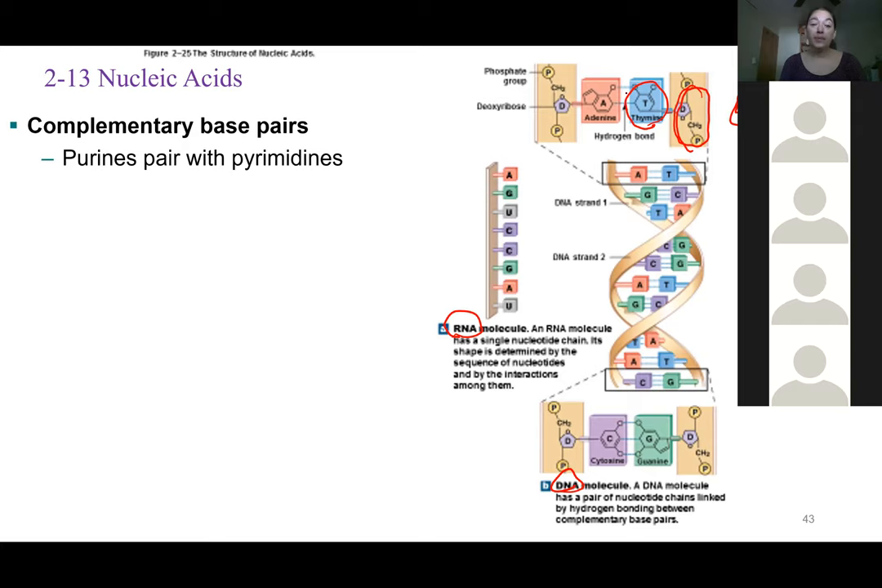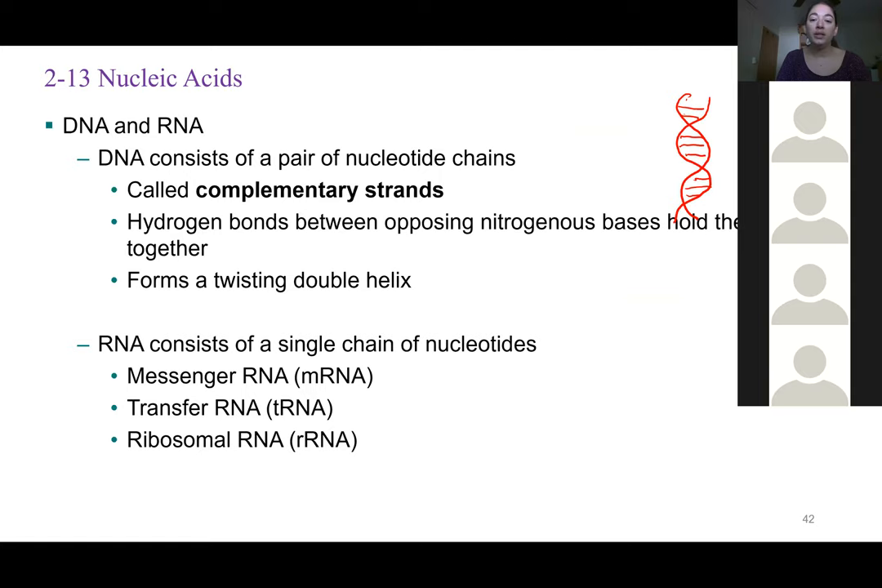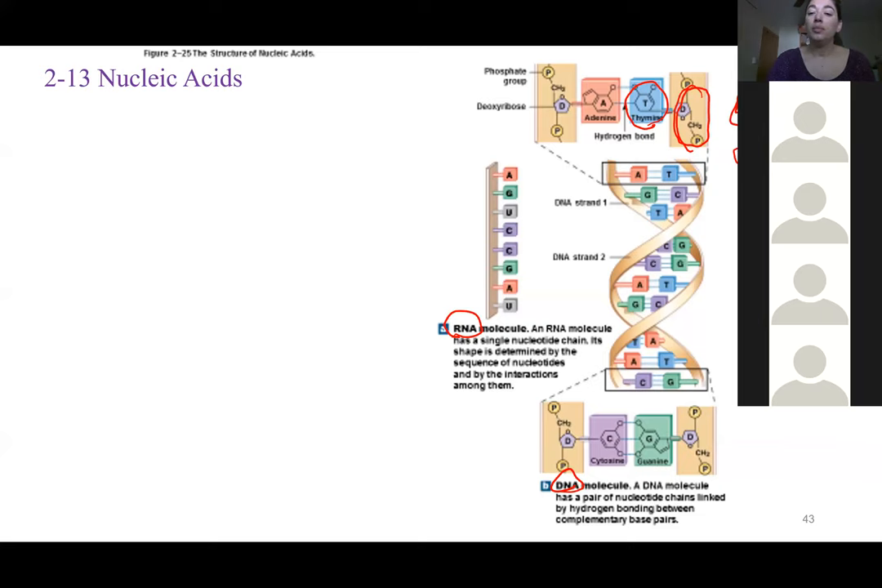So what happens is that you have complementary base pairing where the purines and the pyrimidines pair together. So if we back up to remember which ones are our pyrimidines and our purines. Our pyrimidines are cytosine, thymine, and uracil. And our purines would be adenine and guanine, okay?